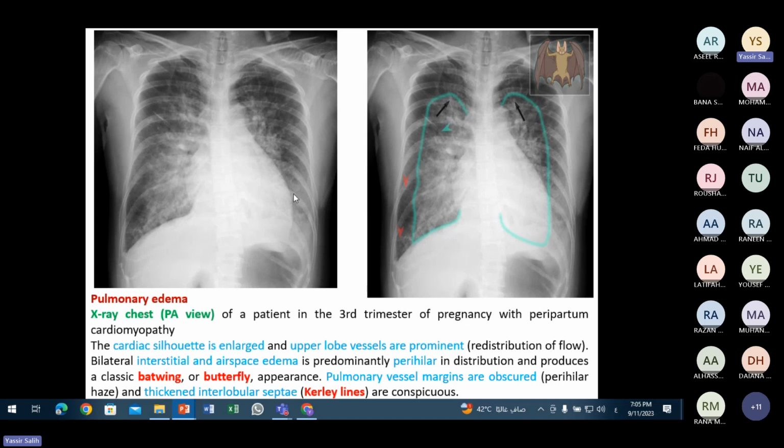So this is the chest X-ray of a patient in the third trimester of pregnancy with peripartum cardiomyopathy. Notice the cardiac shadow is increased, and the upper lobe vessels are prominent. Notice the upper lobe increase, they call it upper lobe divergence, or redistribution of the blood: dilatation and enlargement of the upper lobe blood vessels. And most important, this opacity is in the central or perihilar distribution with characteristic shape, bat wing or butterfly.